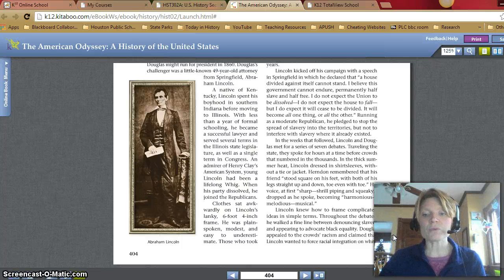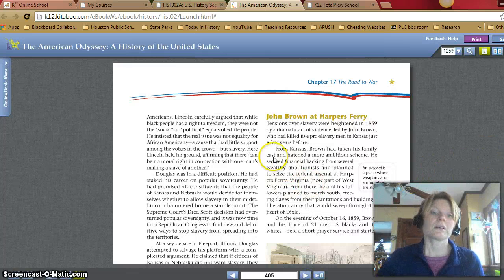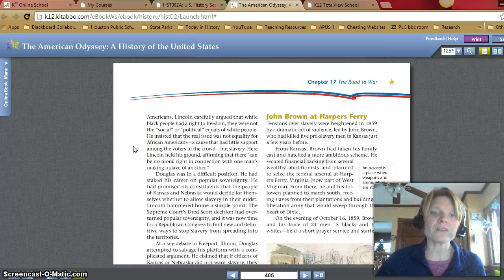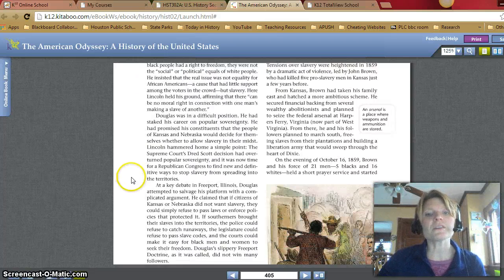Douglas appealed to the crowd's racism and claimed that Lincoln wanted to force racial integration on white Americans. Lincoln carefully argued that while black people had a right to freedom, they were not the social or political equals of white people. He insisted the real issue was not equality for African Americans, a cause that had little support among the voters in the crowd, but slavery. Here Lincoln held his ground, affirming that there could be no moral right in connection with one man's making a slave of another.